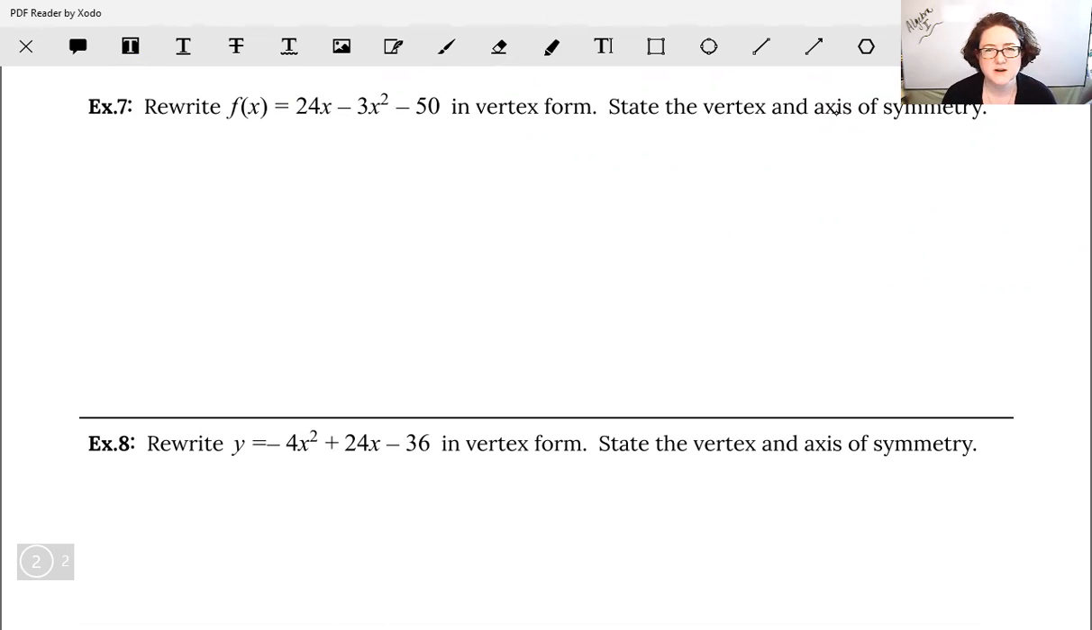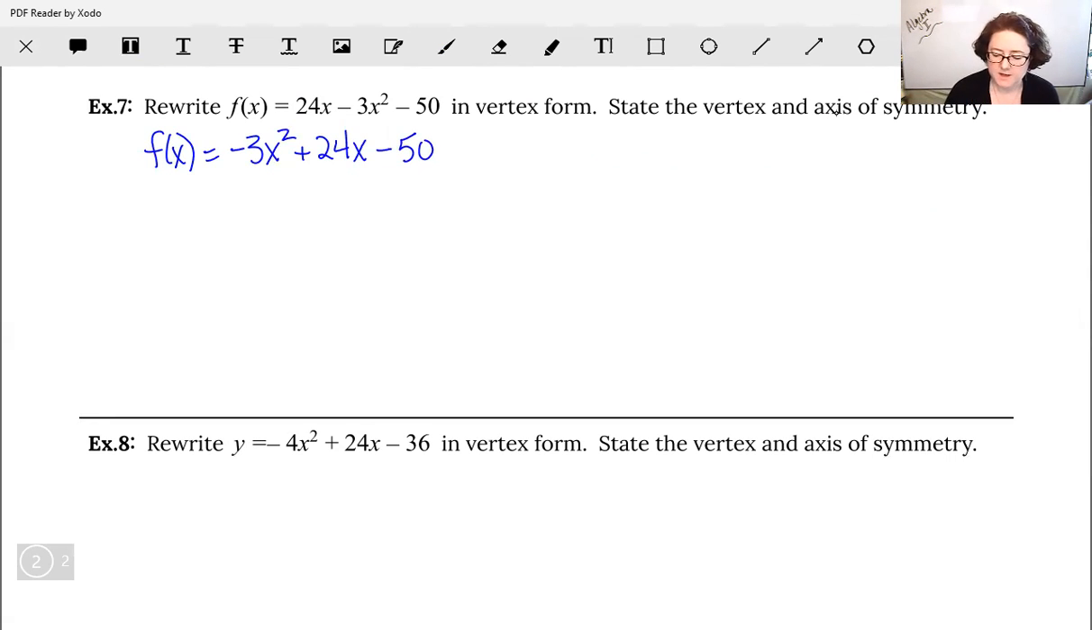Now, all of our previous problems started with the x squared term, so the first thing we want to do is actually move things around. So I'm going to rewrite this so it looks like ax squared plus bx plus c. I have to pull this -3, or I have to pull the negative with that x squared. 24 was already an implied positive, and the negative stays with the 50.